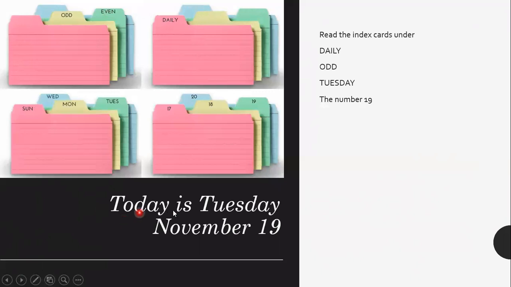Again, so say today is Tuesday, November 19th. I'm always going to read the one under daily, right? Today's the 19th, so I would read the one under odd, because 19 is an odd number. It's a Tuesday, so I read the tab under Tuesday. And then it's the number 19, because it's November 19th, so I would read the index cards under 19. Okay?